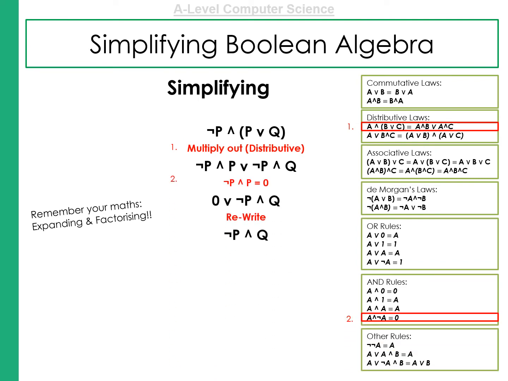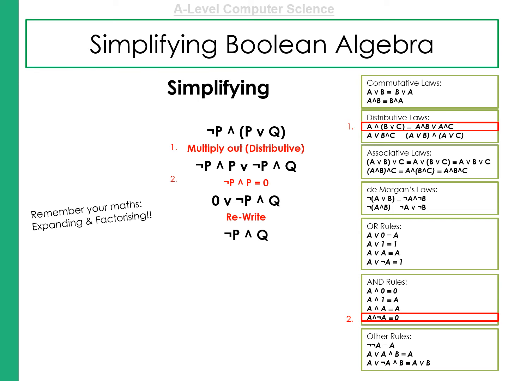Now let's look next at the distributive laws. Before we do that, we've got to think very carefully using maths how we can expand and factorise brackets. We can use several laws together like we're showing on the screen here. So you can see not P and P or Q. Now we can multiply out these brackets.